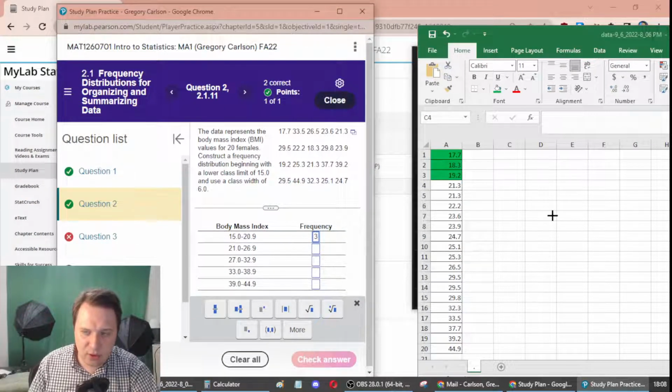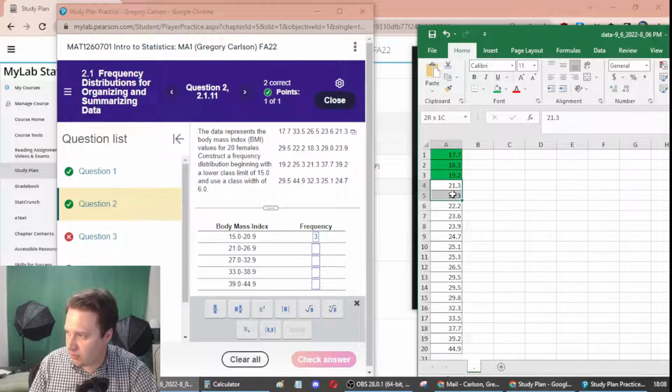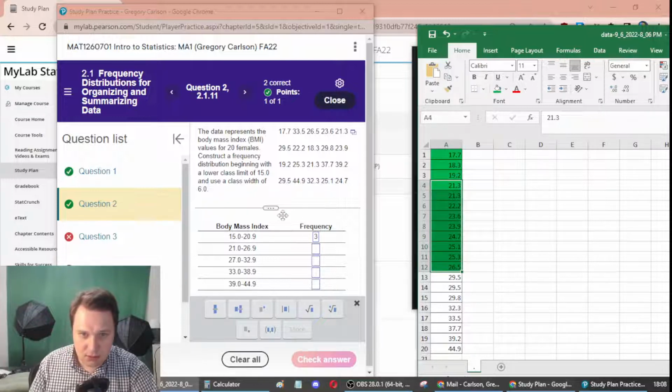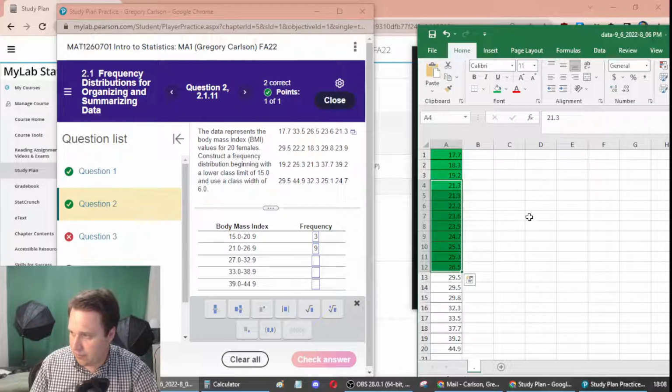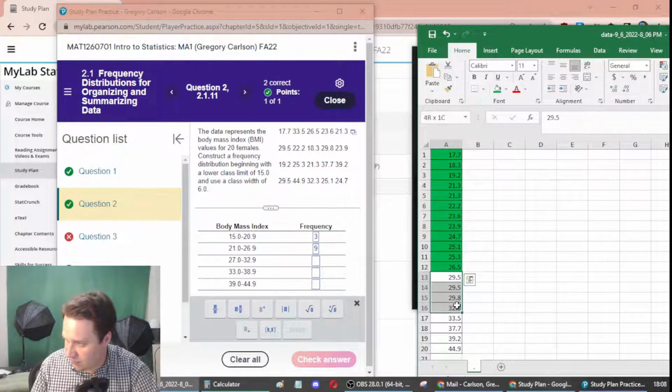Okay, next is 21 to 26.9. 1, 2, 3, 4, 5, 6, 7, 8, 9. Hopefully, I think that's 9. And again, I'm just coloring the cells so I know which ones I've already done. Now we have 27 to 32.9, which I believe is 4 of them.